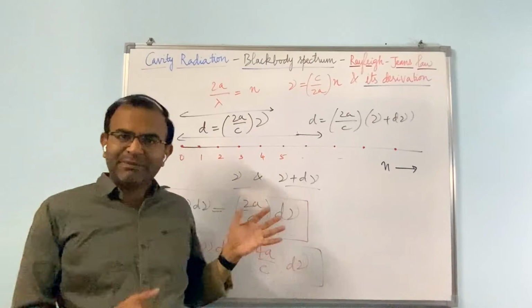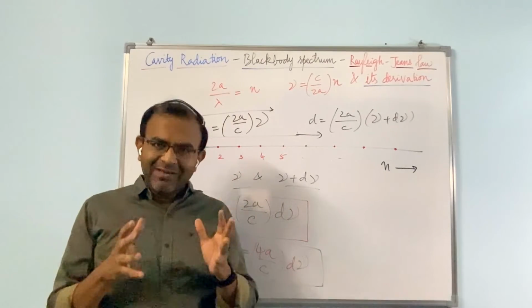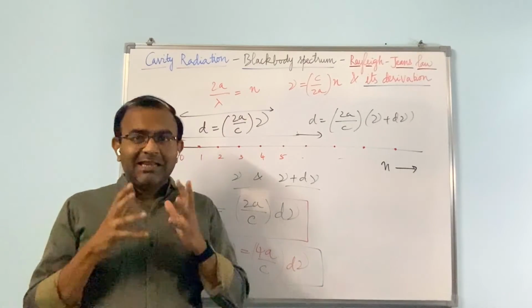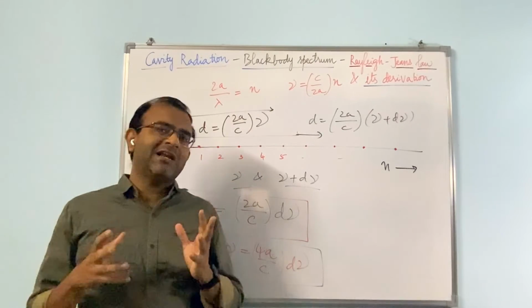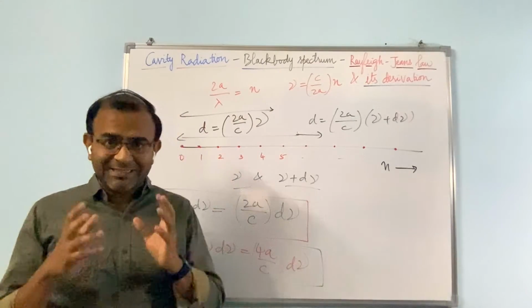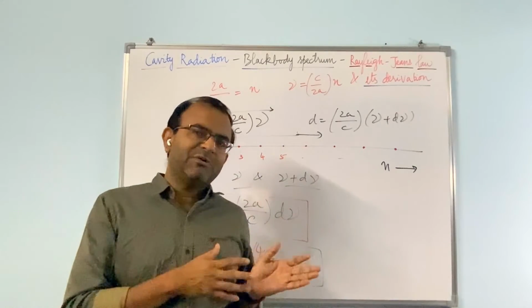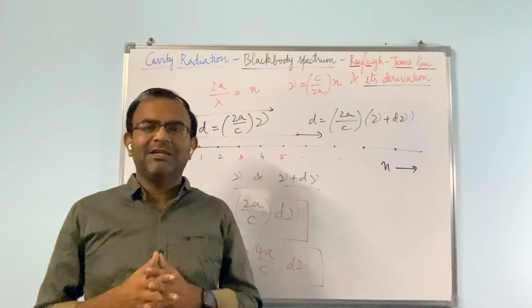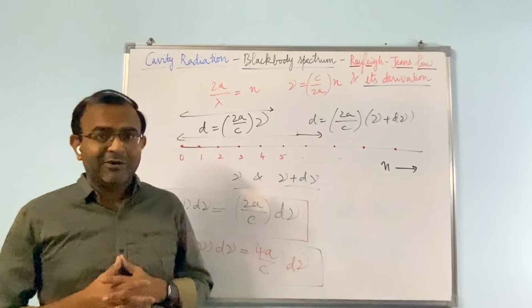Now we have established a procedure for calculating the number of waves in a given frequency range for a given cavity. And this procedure can be extended to a three-dimensional cavity, which is the real case, to calculate how many waves are present in a given frequency range between nu and nu plus d nu. So let us proceed to do that calculation, and finally that would lead us to the Rayleigh-Jeans law derivation.